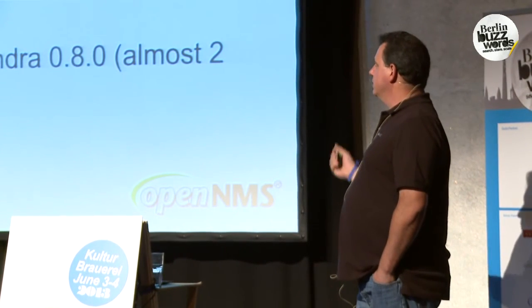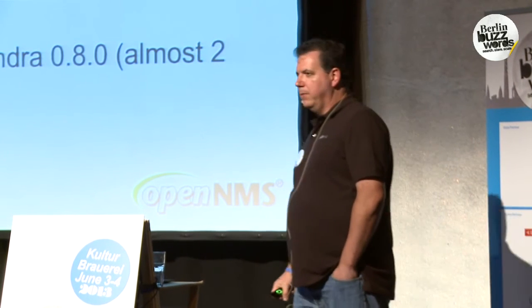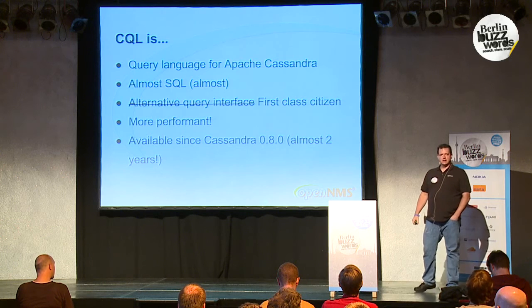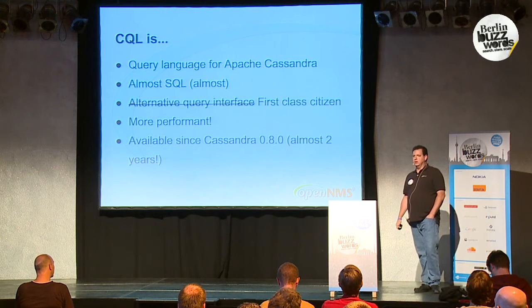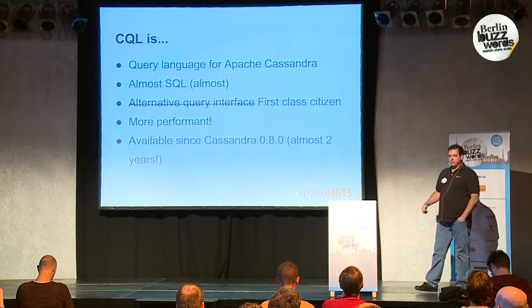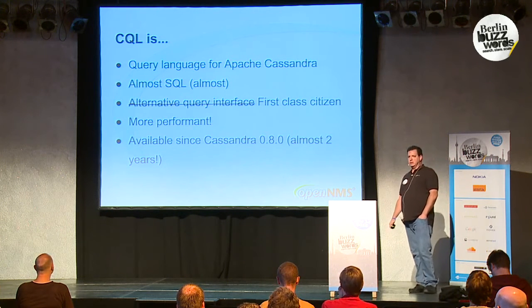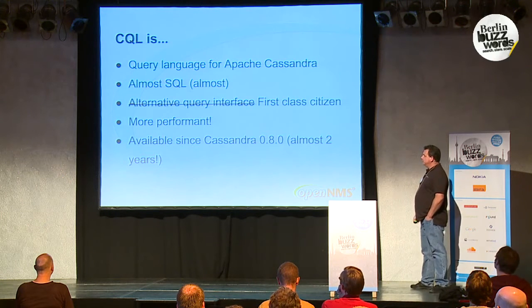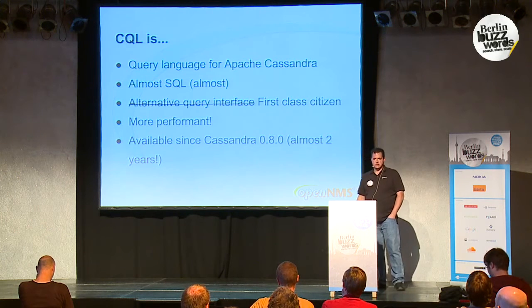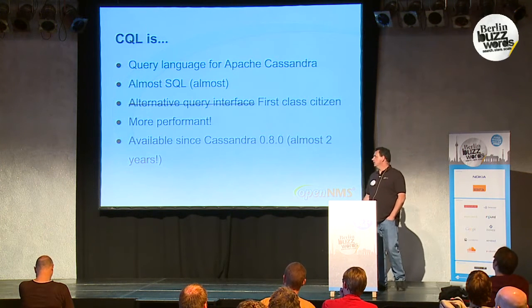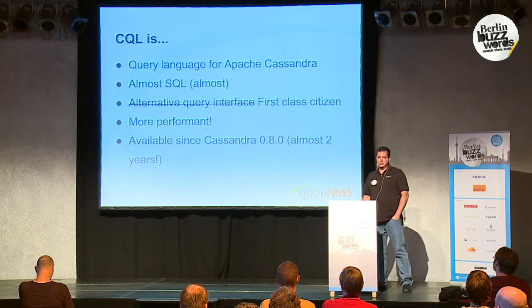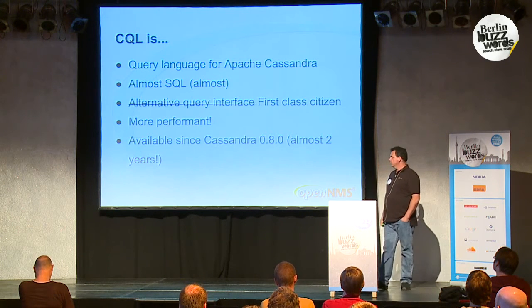CQL is a query language for Cassandra. I'm gonna need to talk to Sylvain, because I think it's a little bit more SQL than he's giving it credit. We used to call it an alternative query interface, but it is really getting a lot of traction. It seems to be where all the mind share's at. I think it's destined to be the de facto one. And it's been out for 3 major releases now, which, in dog years, is a long time.